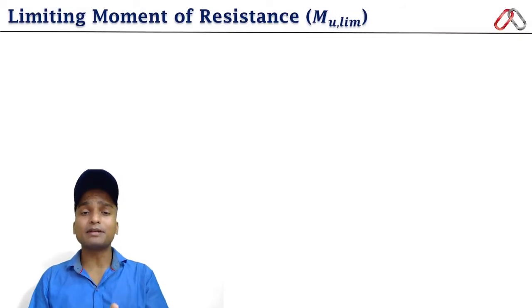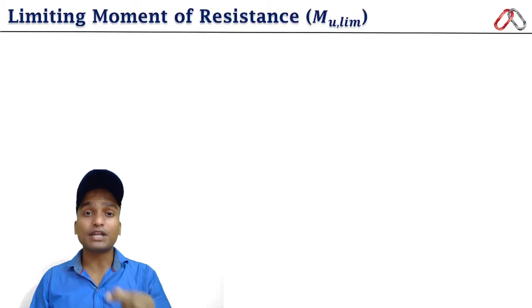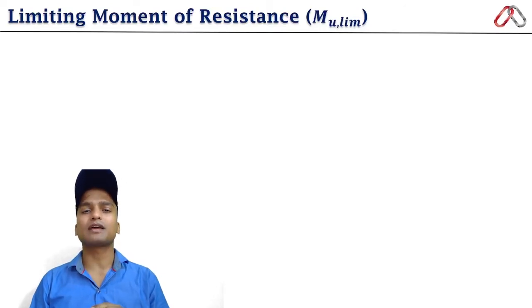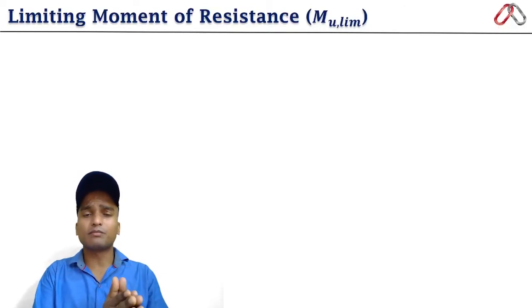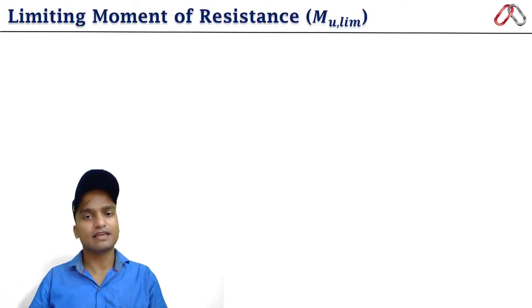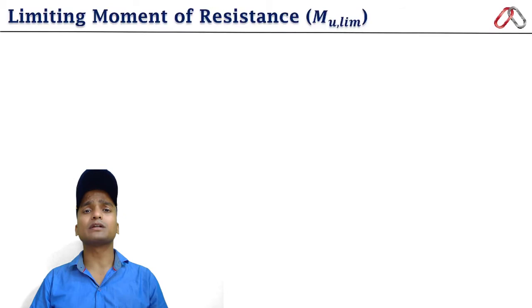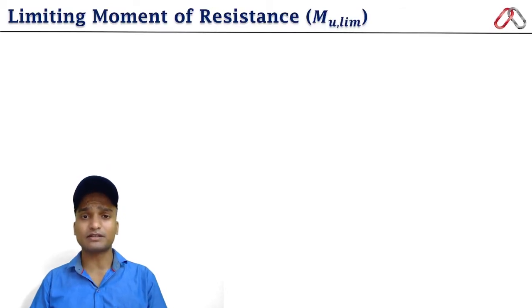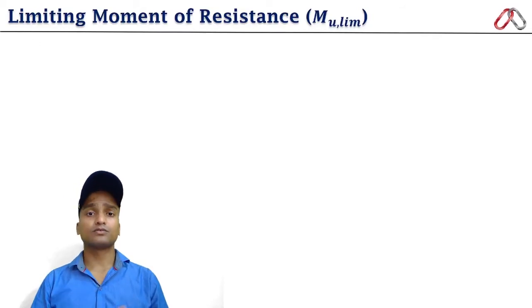Mu is the ultimate moment of resistance corresponding to the actual depth of neutral axis. When we calculate the ultimate moment of resistance Mu, then we use the actual depth of neutral axis Xu. And if we have to calculate the limiting value of moment of resistance Mu lim, then of course we have to use the value of Xu limiting. Okay, so the calculation of Mu limiting is very easy.